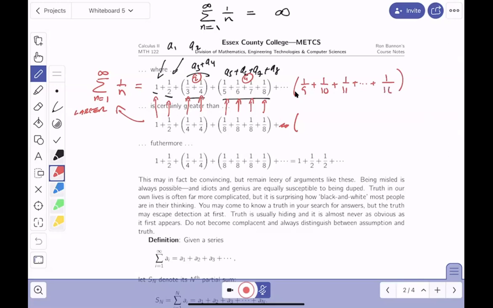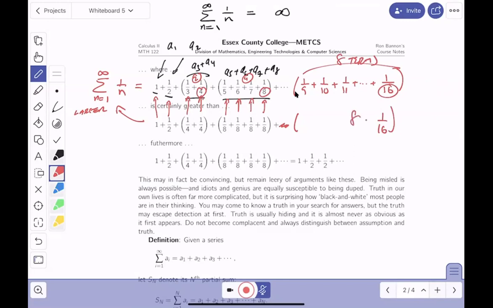4, 8, 16. How many terms would be there? Let's count them up: 9, 10, 11, 12, 13, 14, 15, 16. There'd be 8 terms. So what would he do? He'd say 1/16. We see 8 of them. I don't want to write down 8 of them, I'll just do 8 times that.